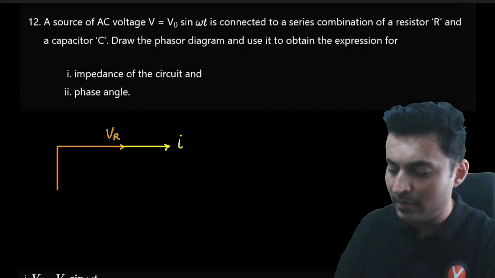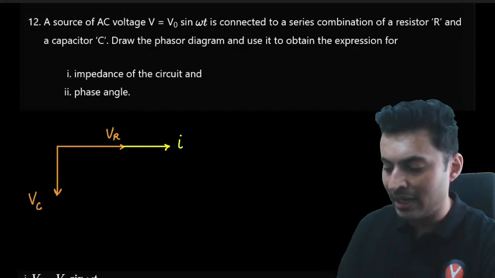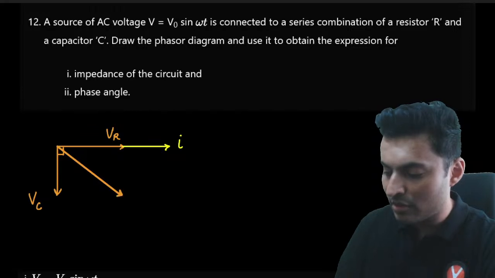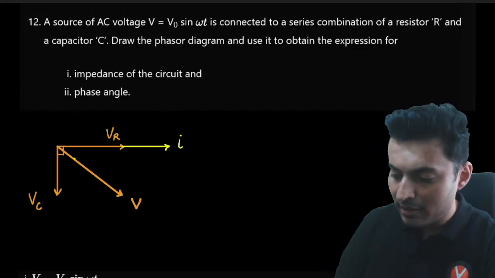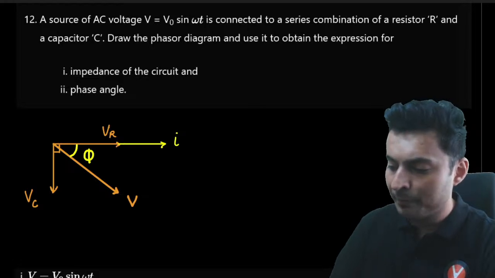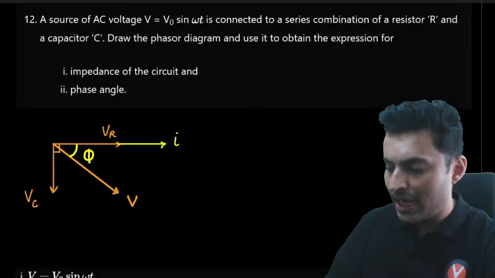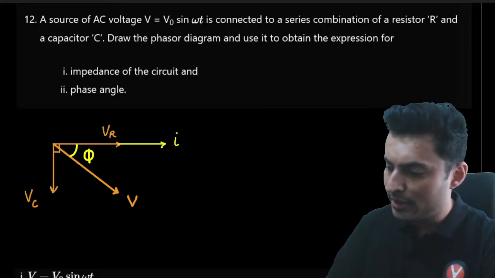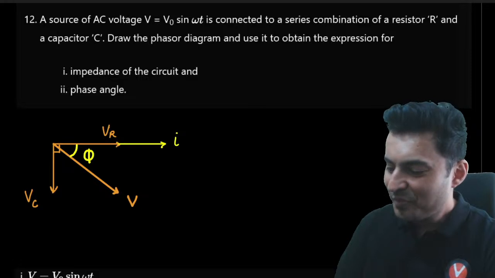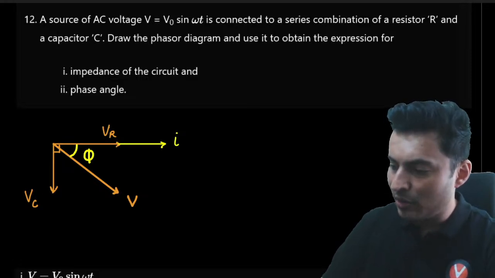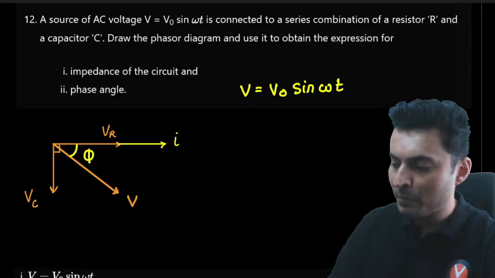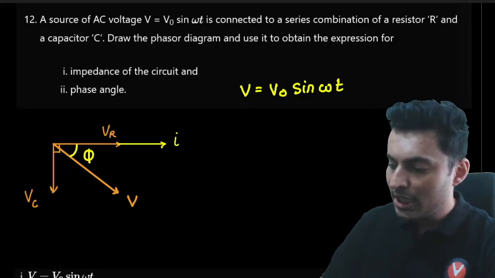But if there is a capacitor also, then the voltage across the capacitor will be behind the current by 90 degrees. And then there will be a resultant voltage, something like this. This will be the resultant voltage. And that's when you get the phase difference between the voltage and the current. So this is how you draw the diagram. And then you can see what else you need. V0 is given. Resistor R is given. Draw the phasor diagram and obtain the expression. Over here, I can also write this particular V as V0 sine omega t.